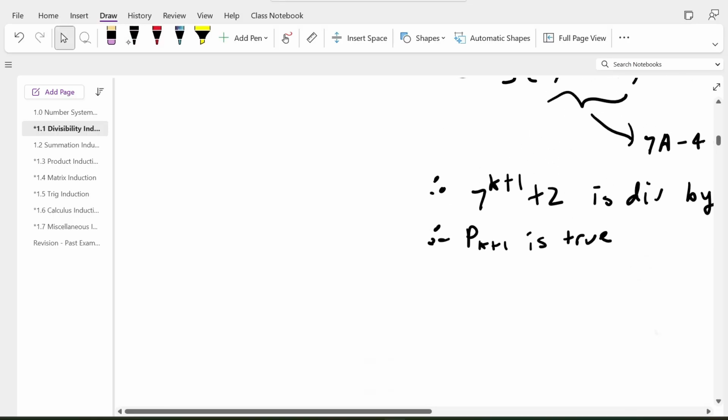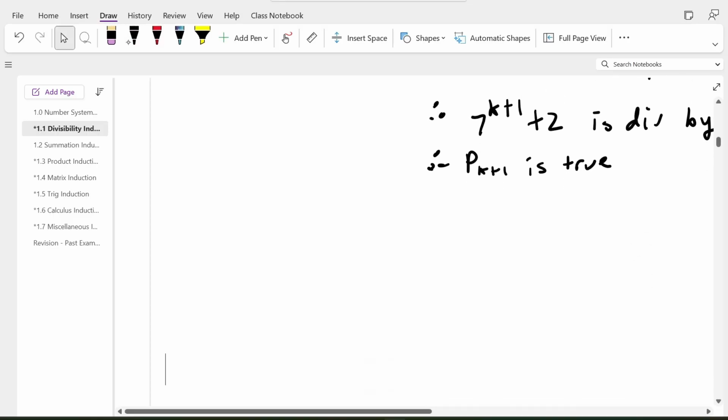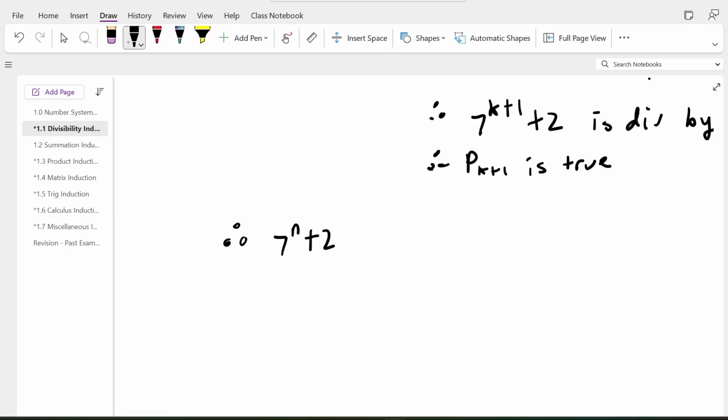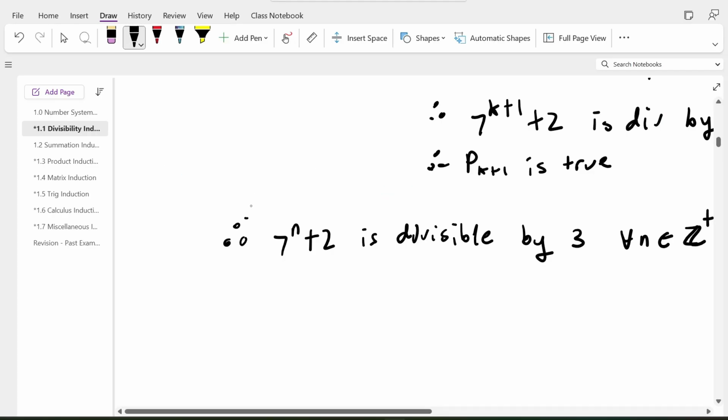So I won't get too much into how induction works here, but doing all 3 of those steps confirms that, yes, this is going to be true for all positive whole numbers. So therefore, 7 to the n plus 2 is divisible by 3, for all n in Z plus. And then usually we say, just before this, by induction.